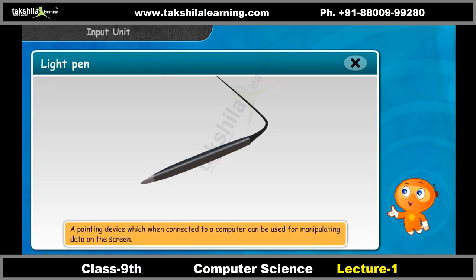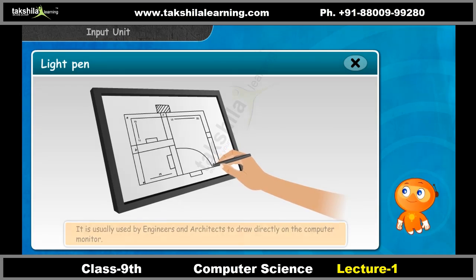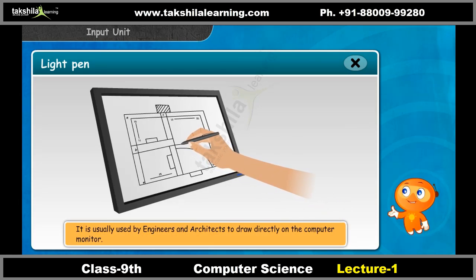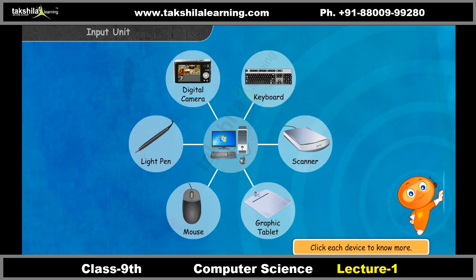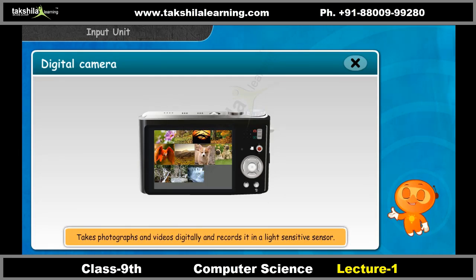A light pen is a pointing device, which when connected to a computer, can be used for manipulating data on the screen. It is usually used by engineers and architects to draw directly on the computer monitor. A digital camera takes photographs and videos digitally, and records it in a light-sensitive sensor.